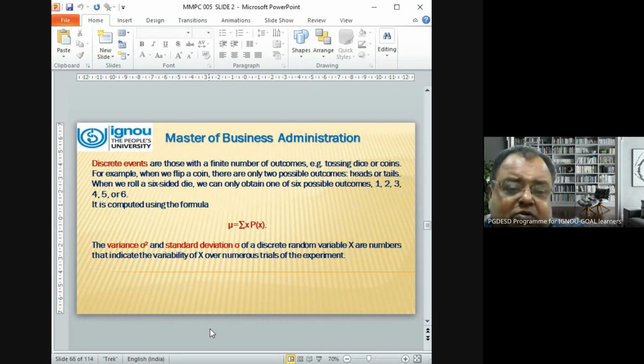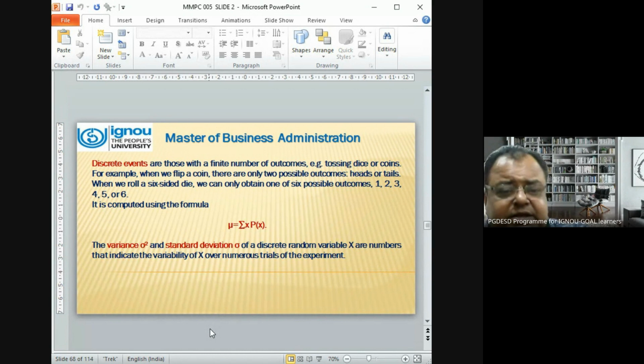Discrete events are those with a finite number of outcomes, that is tossing dice or coins. For example, when we flip a coin, there are only two possible outcomes, that is head or tails. When we roll a 6-sided die, what are the numbers possible? 1, 2, 3, 4, 5, 6.